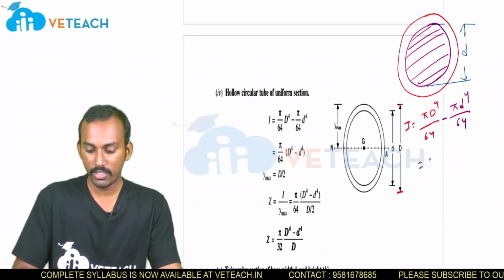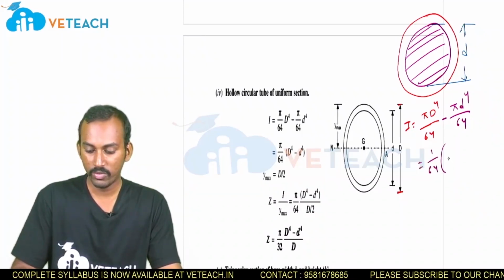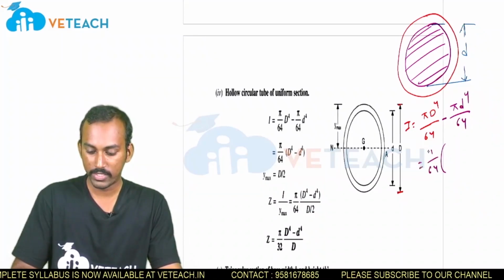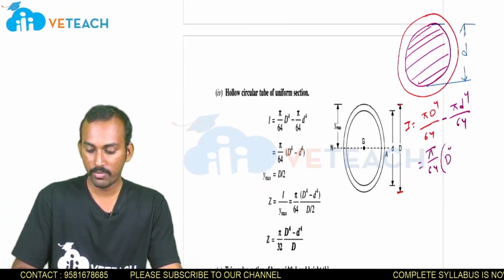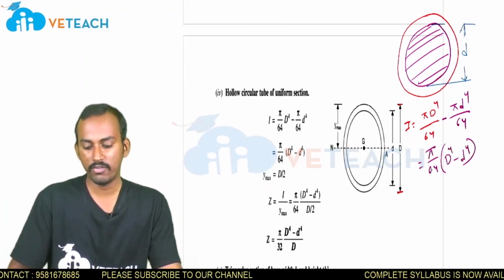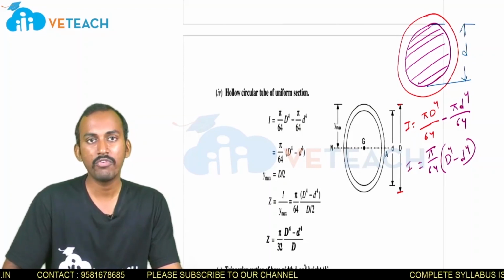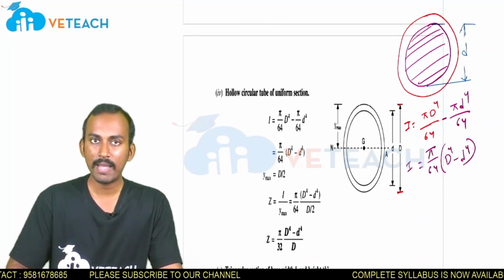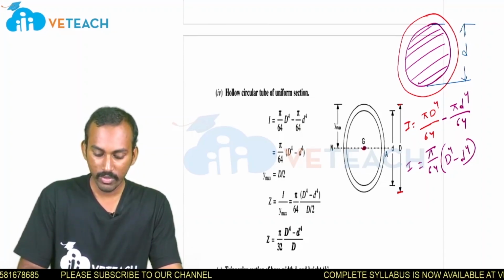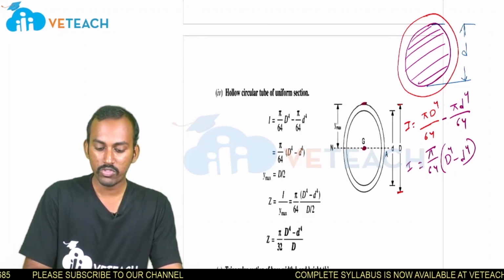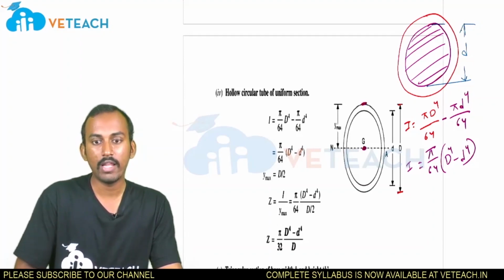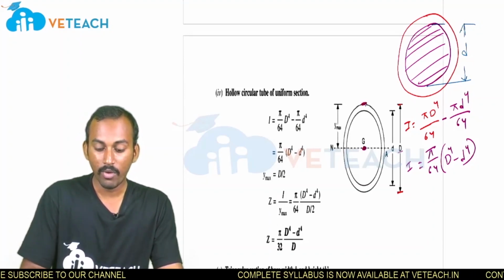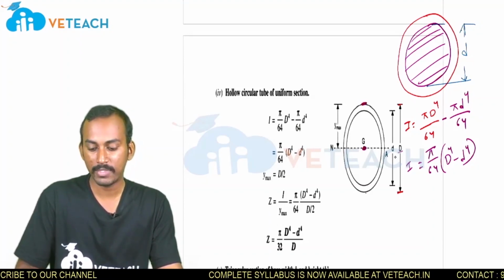So if you take the common 1 by 64 into pi, you can also take the pi outside. So pi by 64 into D power 4 minus d power 4. This is the formula for the moment of inertia of a hollow circular section. And what is this y maximum value? As per definition, y maximum means from the center to the outermost fiber. So that is the y value. So what is this D? From outer fiber to outer fiber, that is the D value.